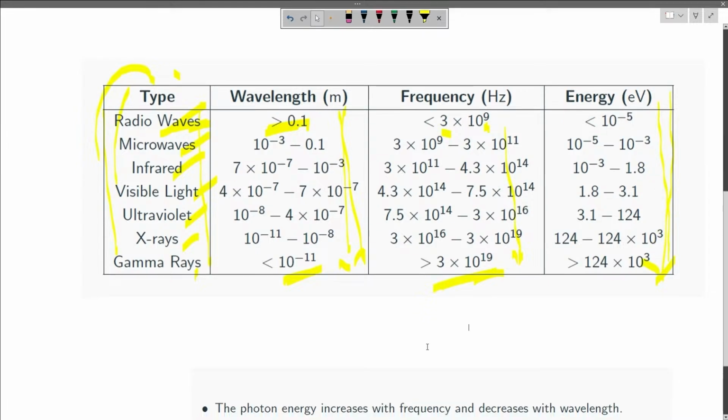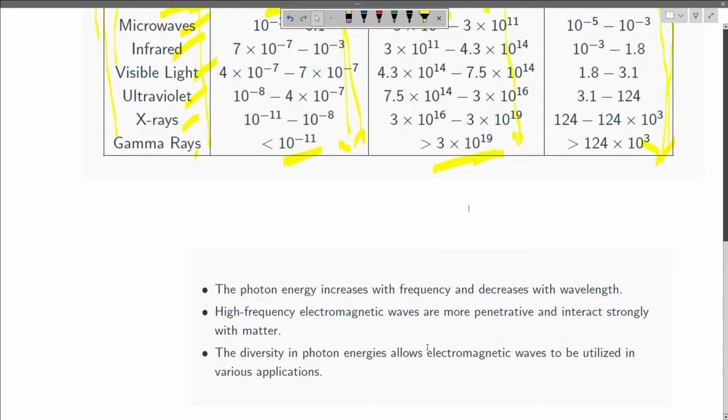Now in this pattern we see that the photon energy increases with frequency and decreases with wavelength, and also that higher frequency electromagnetic waves are more penetrative and interact strongly with matter. Now, this diversity in photon energies allows electromagnetic waves to be utilized in various applications.